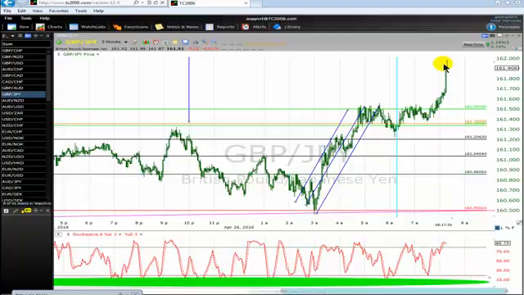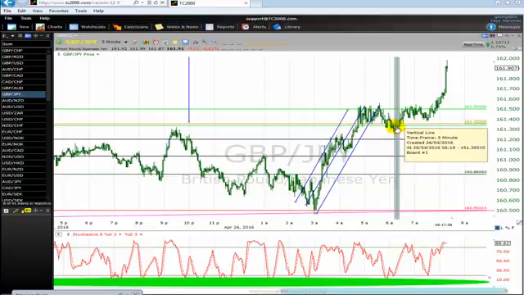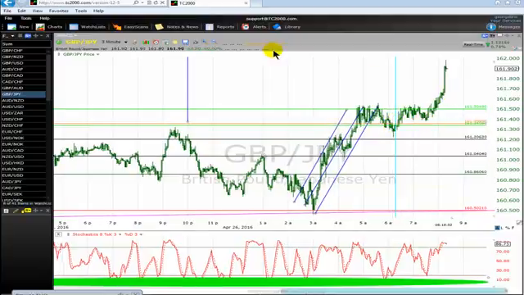16224, which is beautiful. So a bit of a gamble for the first trade, quite aggressive, but it works out beautifully.